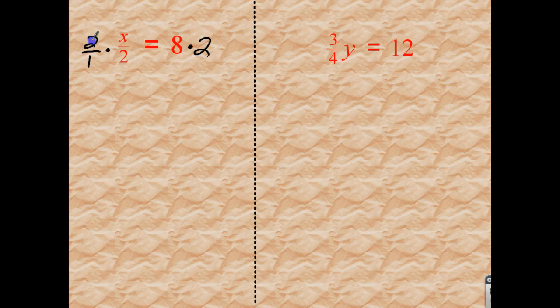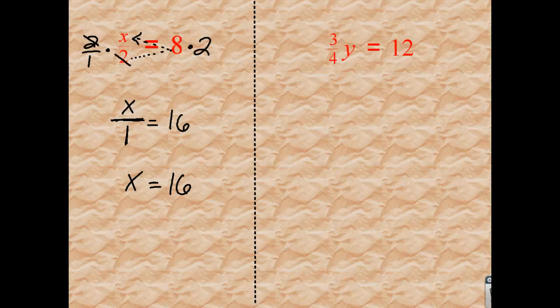All right, so your 2's cancel. You're left with x over 1 equaling 16. And anything divided by 1 is equal to itself. So x is equal to 16. Or you could have quickly multiplied straight across your equal sign. 2 multiplied by 8 gives you your 16.